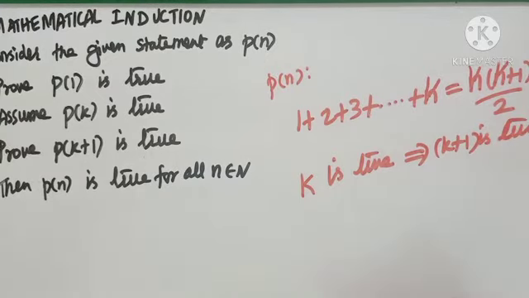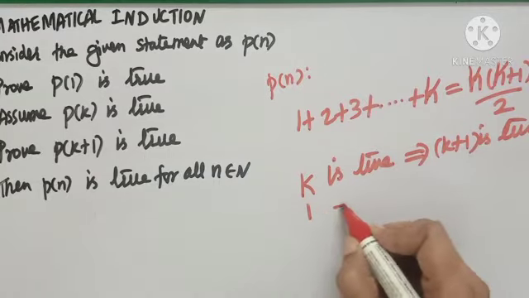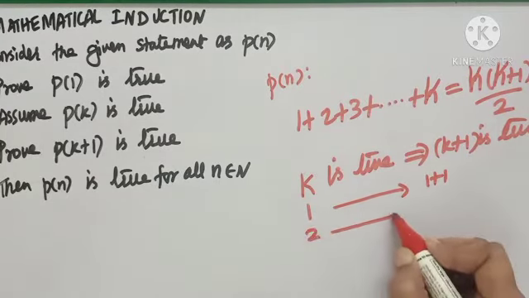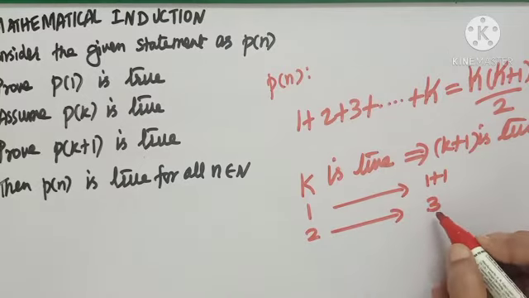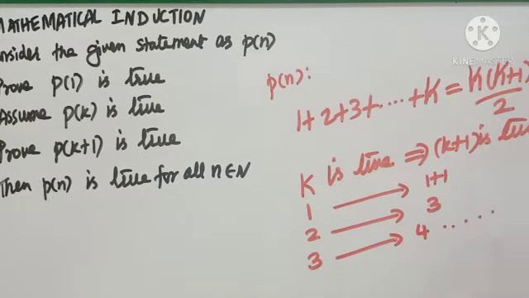Once I do it, see, k is true, I assume, and I showed k plus 1 is true. What does this tell me? First step, I showed 1 is true. If 1 is true, 1 plus 1, 2 is true. If 2 is true, 2 plus 1, 3 is true. If 3 is true, 3 plus 1, 4 is true, and so on.